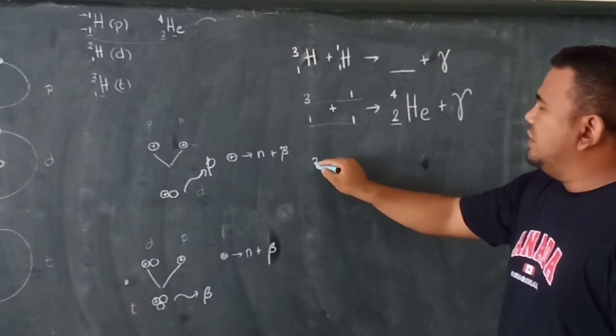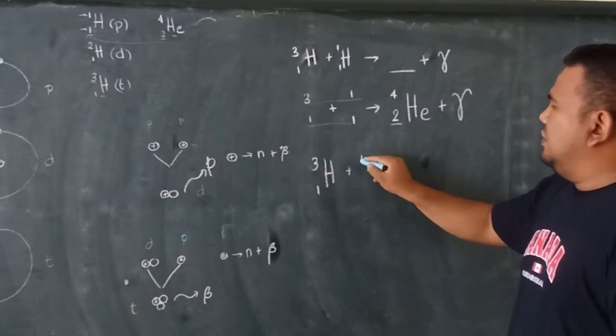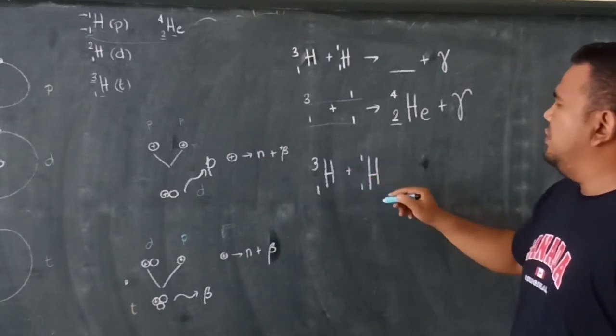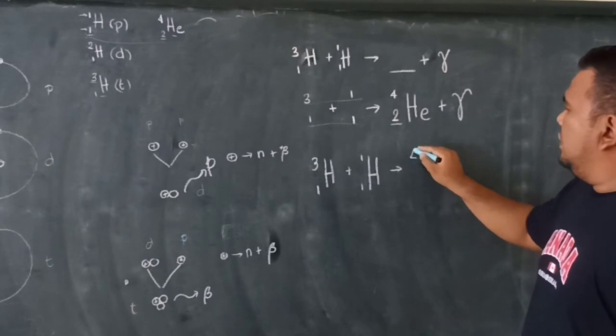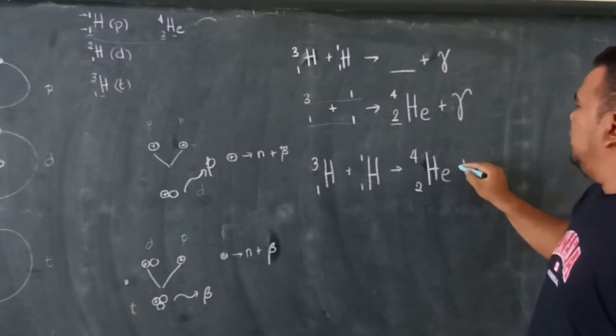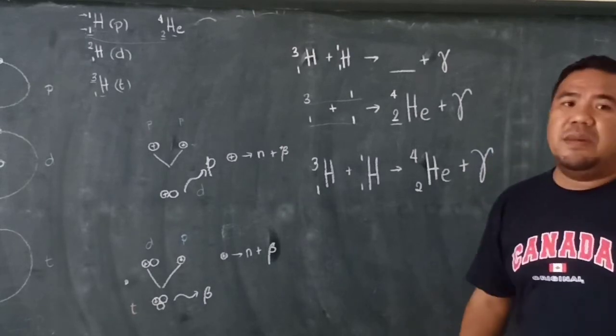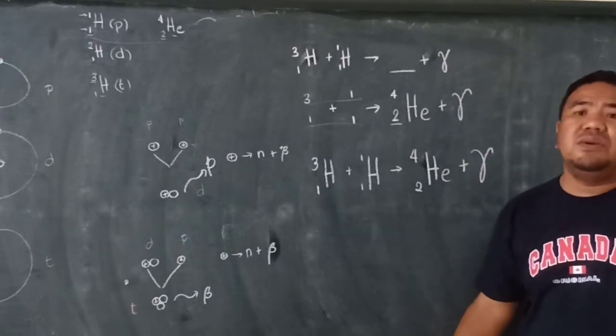So you have tritium plus protium will give you a helium atom with 4 nucleons plus a gamma radiation. So this is an example of nucleosynthesis.